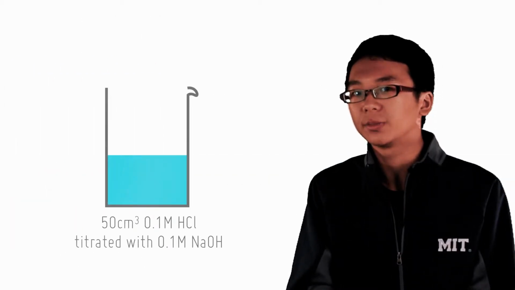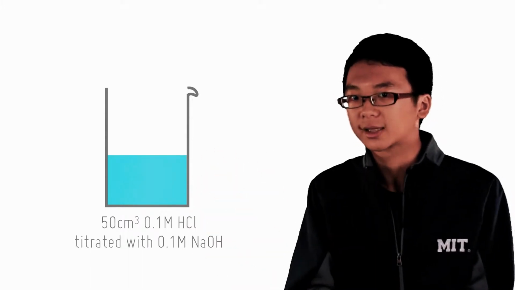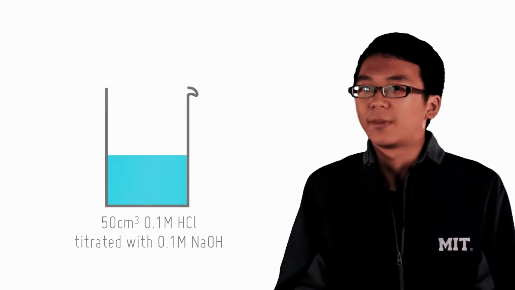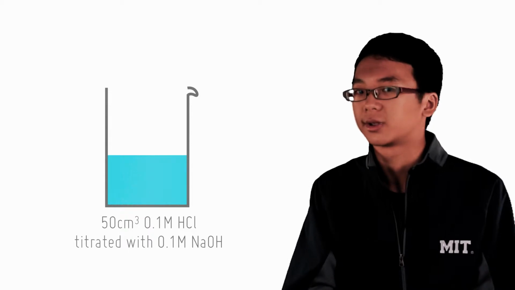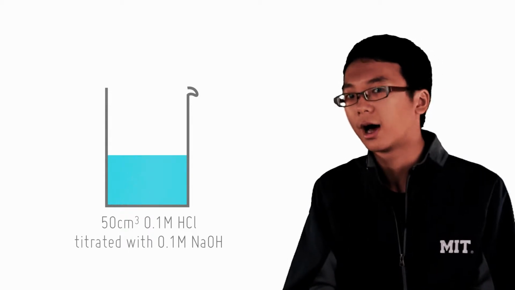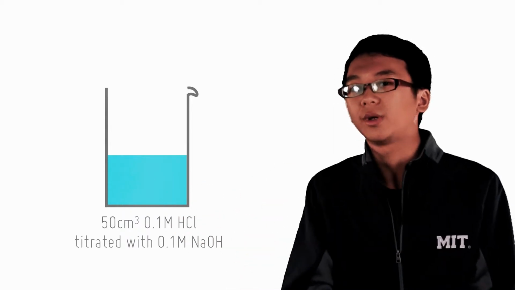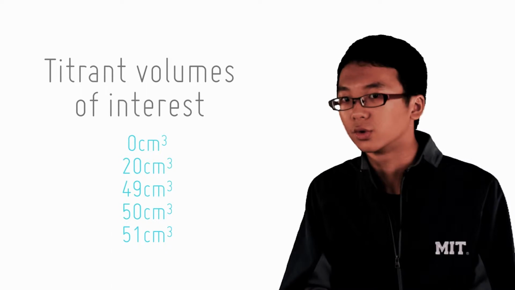Say we have 50 cm³ of 0.1 molar HCl inside a conical flask. Let us titrate this with 0.1 molar sodium hydroxide. Yes, I know the amount of base required to neutralize the acid is 50 cm³, but that's not what we're concerned with. Let's look in detail at how exactly the pH of the solution in the conical flask changes as we add more base.